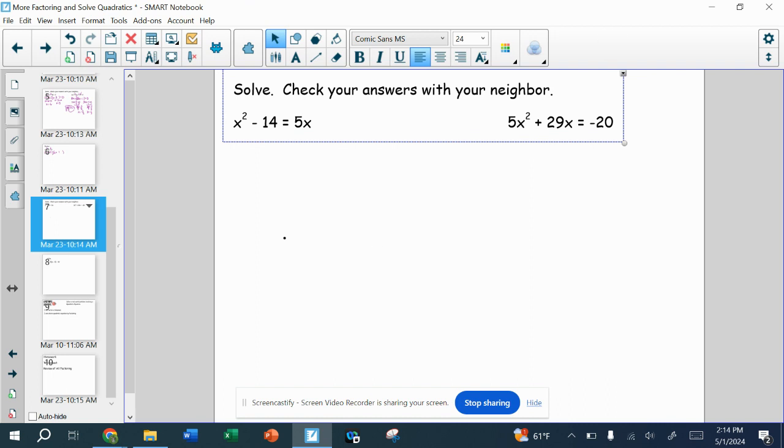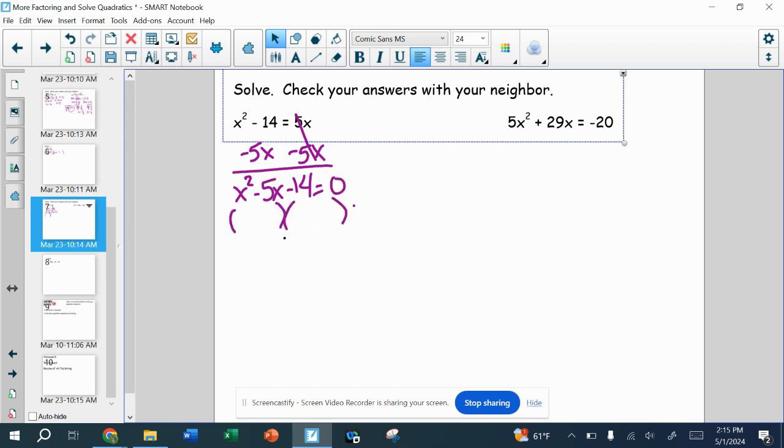For these two problems, I first of all need to get them equal to 0 before I can go ahead and factor these. So in the first one, I would need to first get rid of that 5x. So I will need to subtract 5x from both sides. And when I write this, I want to make sure that I'm putting this in the right order. So I'm going to have x squared minus 5x minus 14 equals 0. Then I can factor it.